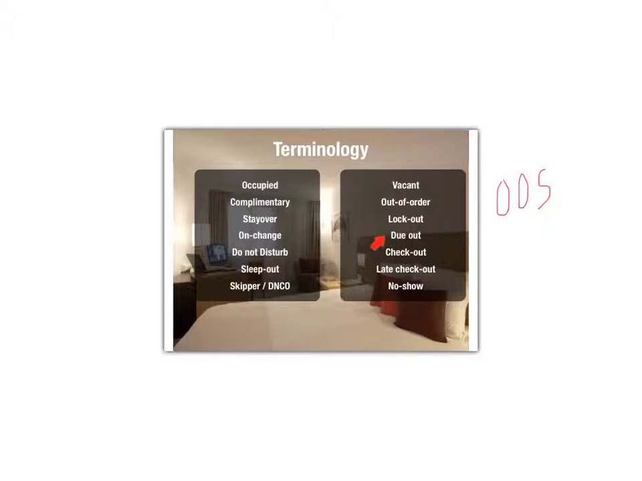Due out is when the guest is supposed to leave today, but it's still before the checkout time, so we are expecting him to check out. Checked out is when the guest has finally left the hotel, his status is checked out. Late checkout is when the guest is going to leave after the checkout time, and it is already agreed to. We may charge him or not. It depends on the situation.